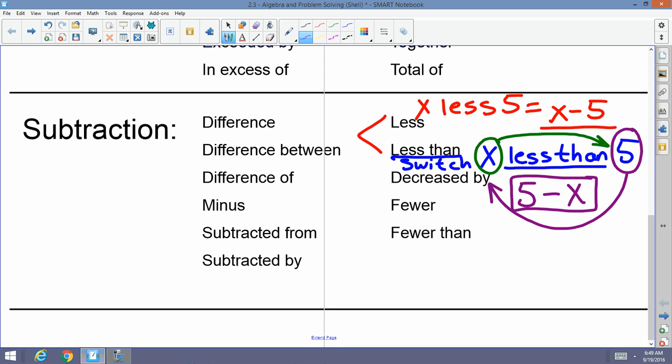Please pay attention to that. Please make sure you understand that. x less 5 is just x minus 5. But x less than 5 is 5 minus x. Whenever you see less than, remember to switch.